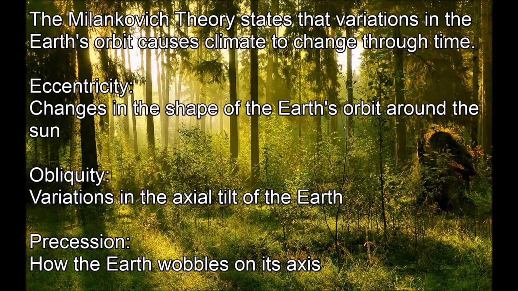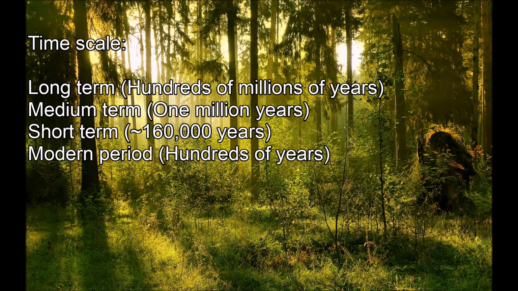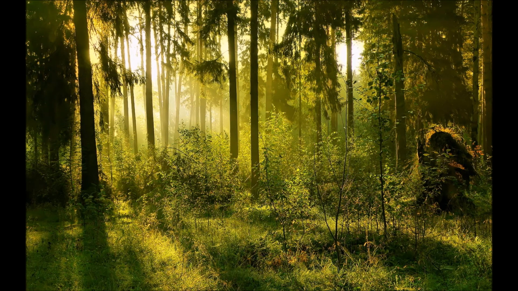The Milankovitch theory states that variations in the Earth's orbit cause climate to change through time. Eccentricity, changes in the shape of the Earth's orbit around the Sun. Obliquity, variations in the axial tilt of the Earth. And precession, how Earth wobbles on its axis. When discussing climate change, it is important to know the timescale. Long term, hundreds of millions of years. Medium term, 1 million years. Short term, around 160,000 years. And modern period, hundreds of years.